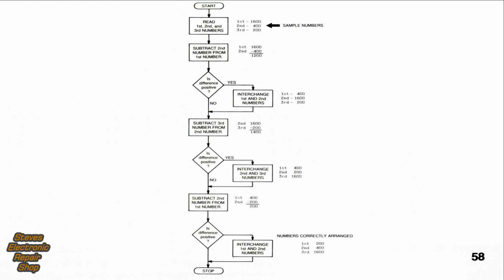The next step is to subtract the third number, 200, from the new second number, 1600. As shown, the difference is positive, so these 2 numbers must be interchanged. Finally, we must again sample the first and second number, because they've changed. This is accomplished with another subtract operation. The difference is positive, so we must interchange the first and second numbers. The final result is shown at the bottom. The numbers are now arranged in the desired sequence, so the program stops.